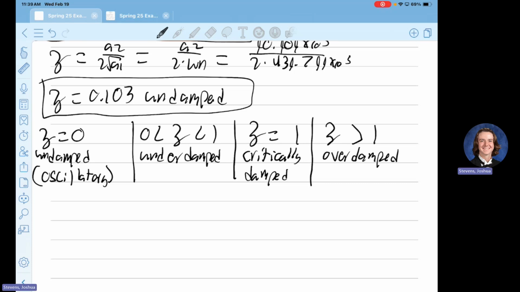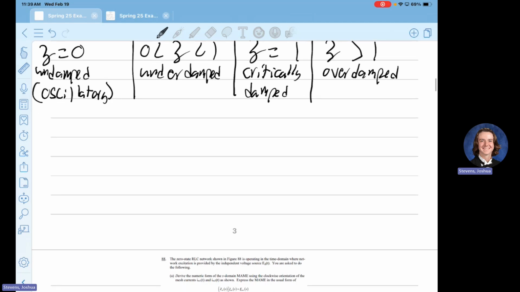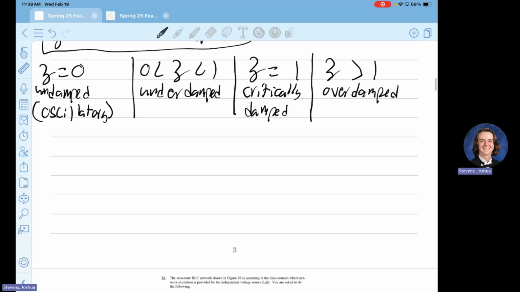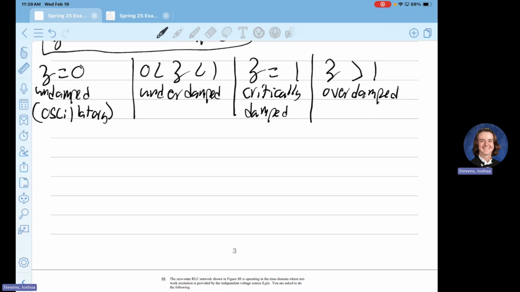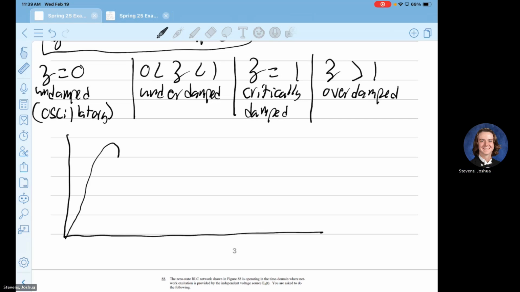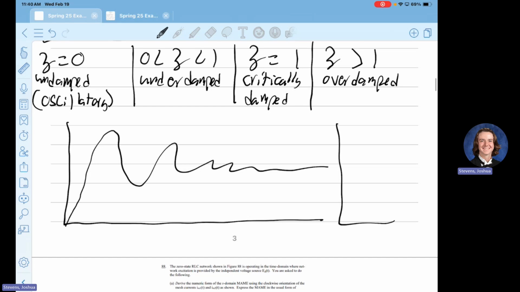Do you understand what he means when he says undamped, underdamped, critically damped, and overdamped? This circuit is going to have a response. When you put a signal into it, something happens. When you look at these signals graphically, you'll have something like this. It's a rough drawing. Basically, this damping tells you how close it's going to look to that.